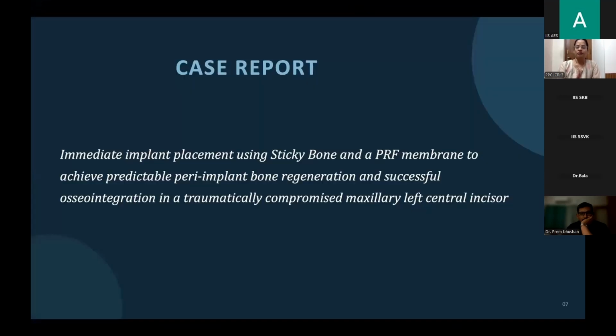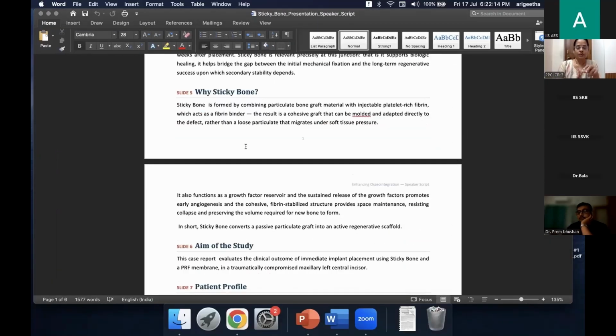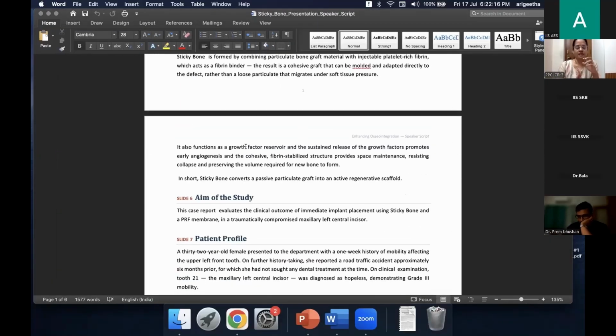So moving on to the case report, here we are seeing an immediate implant placed with sticky bone and a PRF membrane to achieve predictable peri-implant bone regeneration and successful osseointegration. The patient profile: a 32-year-old female patient reported to the department with a history of mobility for the past 1 week. On history taking, she revealed that she met with a road traffic accident 6 months before and had not undergone any treatment.